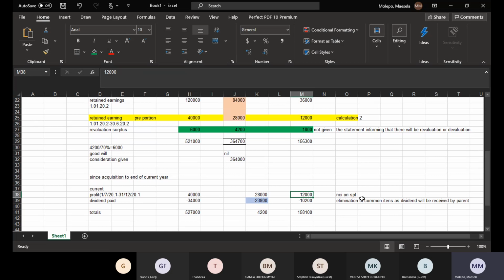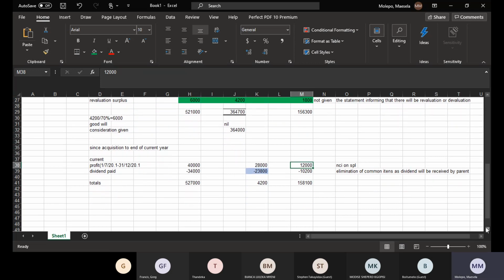Then we're going to go to the dividend. The dividends will be represented by this part where we had the dividend received by South. South received a dividend of 23,800, but since it comes from its subsidiary, we need to take it out. Normally, dividend received in the books of South would be on the credit side because it represents an income, but now, because we eliminate it, we put it on the debit side. So it will be dividend received, then we received from South Limited, 23,800. The non-controlling portion will be the 10,200, and then the dividend paid.